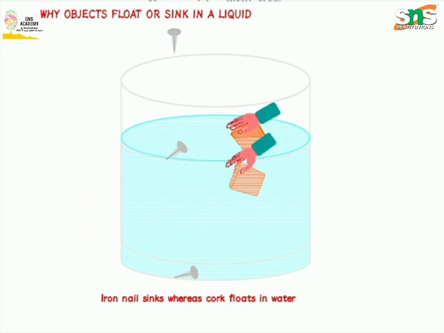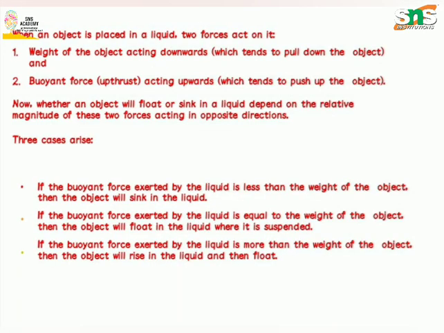So next comes application of Archimedes principle. Archimedes principle is used in determining the relative density of a substance. The hydrometers used for determining the density of liquids are based on Archimedes principle. The lactometers also. It is used to measure the purity of the milk, and Archimedes principle is also used in designing ships and submarines.